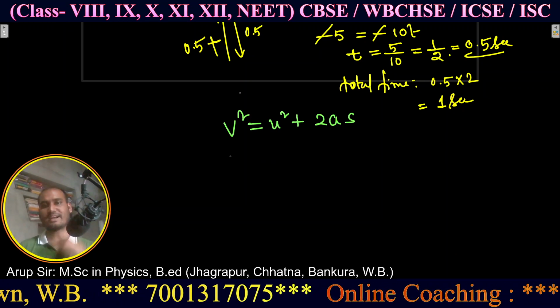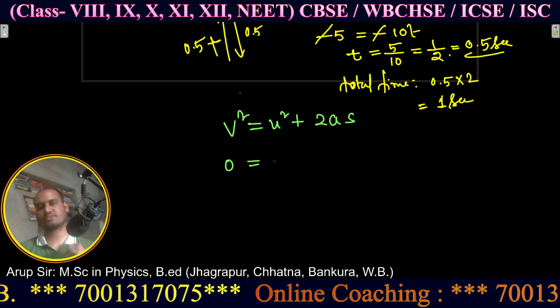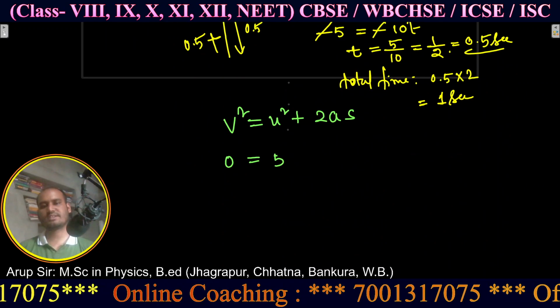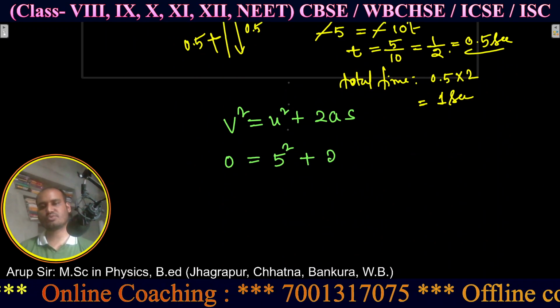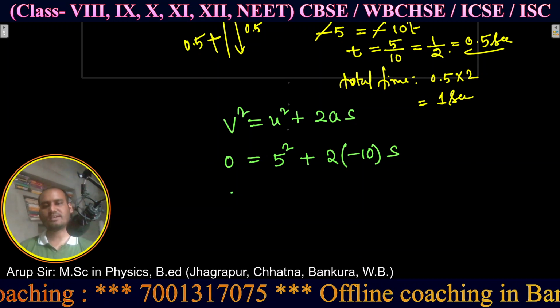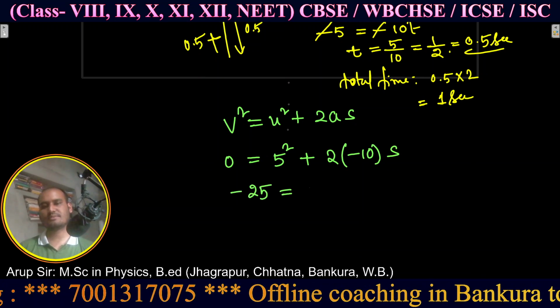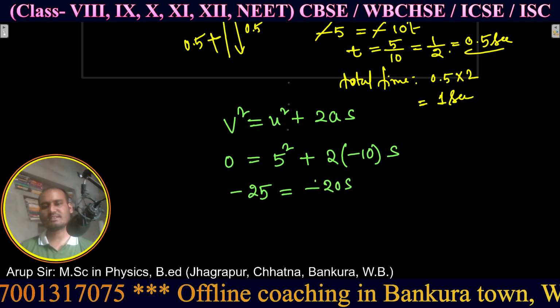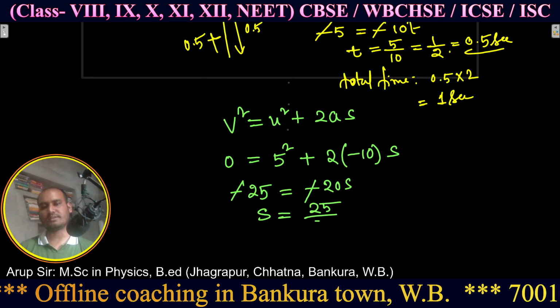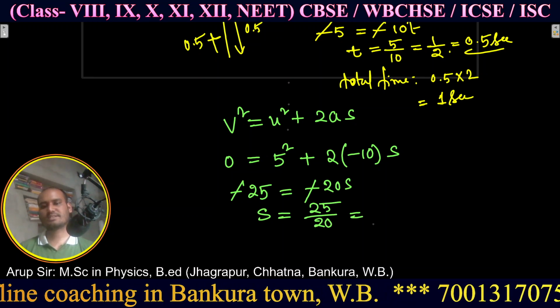V means how much? At the top point it will be 0, so 0. U square, with how much velocity is it thrown? 5 meter per second, plus 2 into A means minus 10 into S. So 5 square is 25, that is minus 25 is equal to minus 20S. This can be cancelled, S equals 25 by 20. How much will you get?